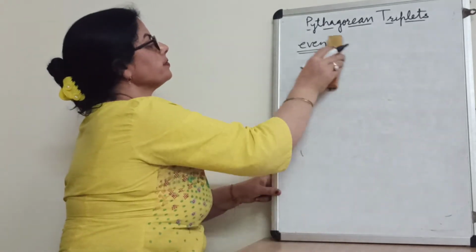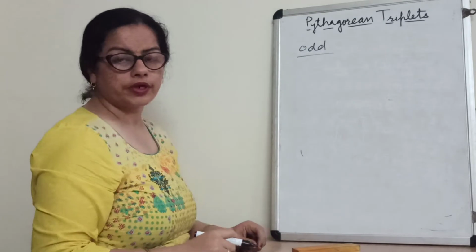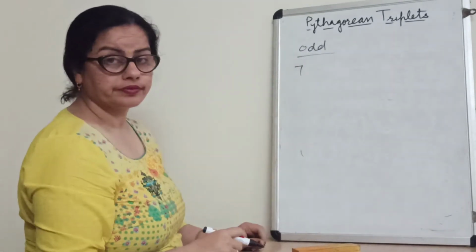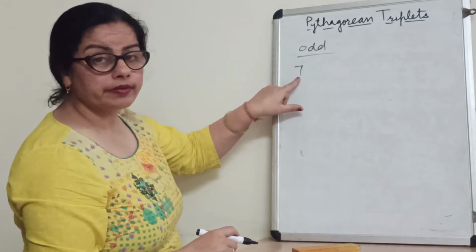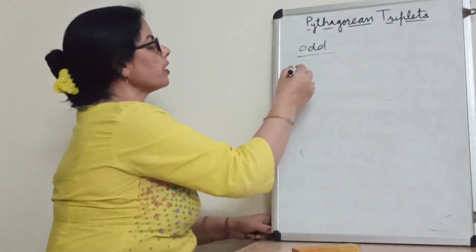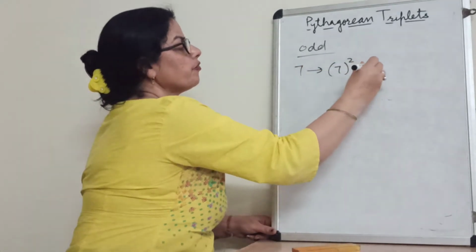If n is odd, if any number is odd, then how can we make a Pythagorean triplet? Any odd number you can take. Let us take 7. You know it is not divisible by 2, so we will not start by dividing by 2. Here we will first take the square. First we will take the square, and what will come? 49.